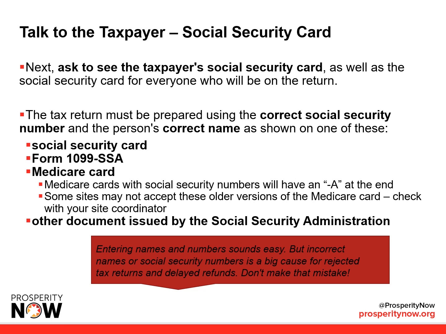While entering names and numbers sounds easy, incorrect names or Social Security numbers are a big cause for rejected tax returns and inevitably delayed refunds. So don't make that mistake.